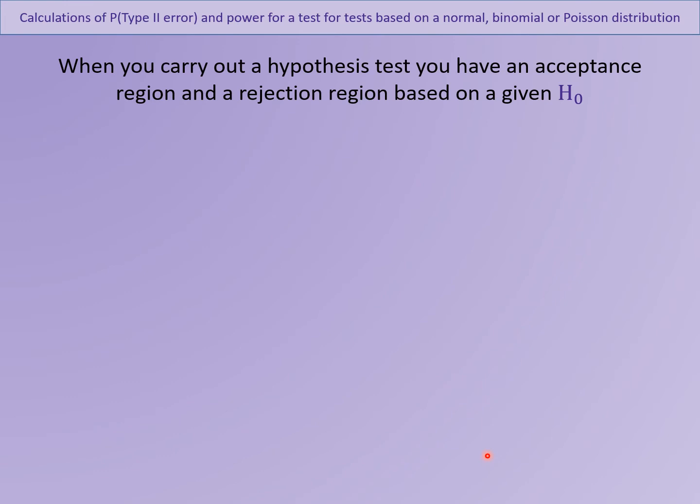So when you carry out a hypothesis test, you have an acceptance region and a rejection region based on H0. So what we're going to look at now is what's the probability of making a type 2 error. So it's a little bit more tricky. So let's have a look what that means then.